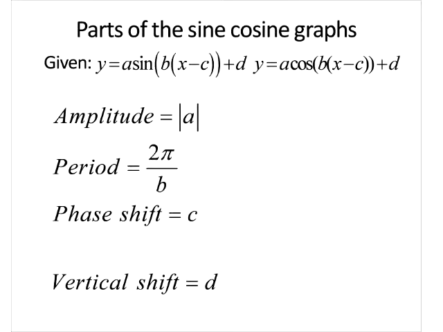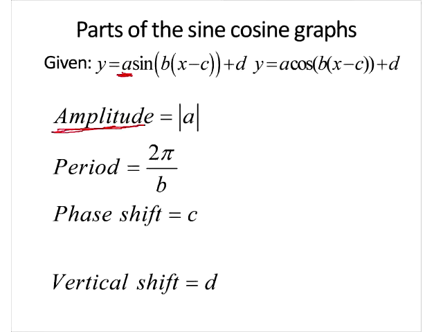All right. We need to talk about the different parts of a sine and cosine graph. And as you can see, these are both similar graphs, or equations. Once you identify this number out in front, that's of course going to be the amplitude. The absolute value of that number is going to be the amplitude.